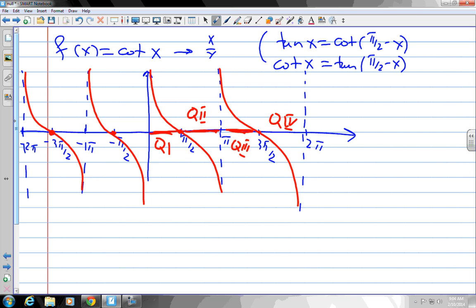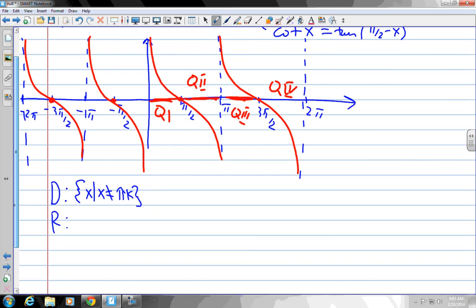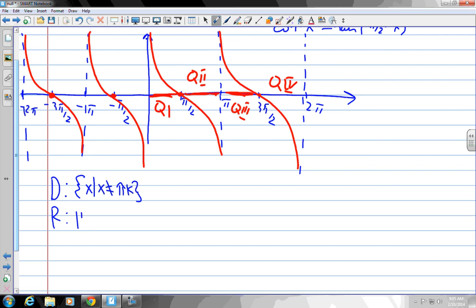So, what is the domain of this function? Sure, multiples of pi. So you can say all x is such that x is not equal to pi k. What about the range of this function? All real numbers. What about the period? Period is pi. Okay? So questions on how we produce this graph?